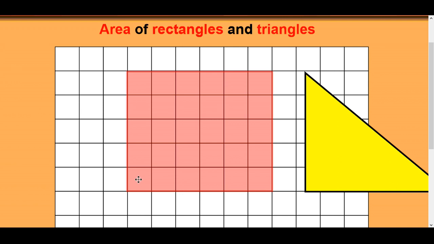So we count the bottom bit, 1, 2, 3, 4, 5, 6. How many high is it? 1, 2, 3, 4, 5. So if you do length times breadth, it'll be 5 times 6. And that gives you 30 centimetres squared.